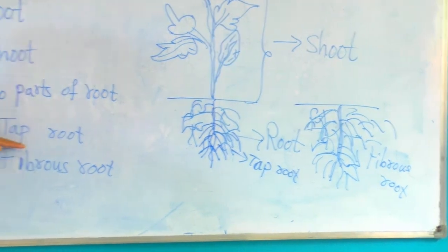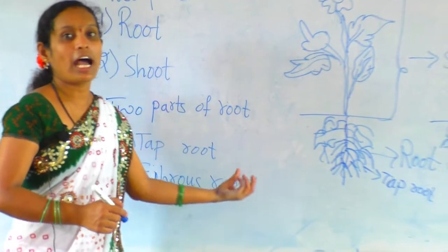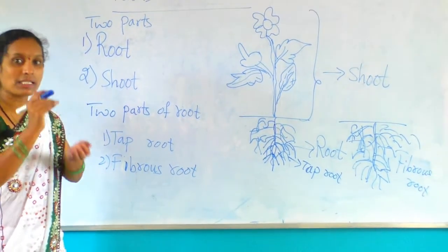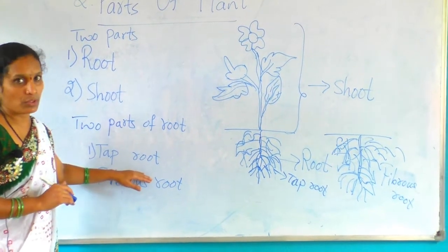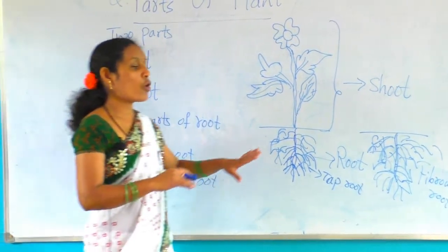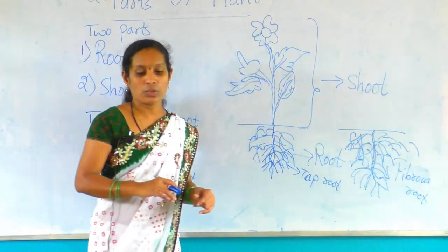What do you mean by tap root? Tap root means the root having tiny branches, small branches. So we call it tap root. Fibrous root means so many branches are there, like see, it is a fibrous root.